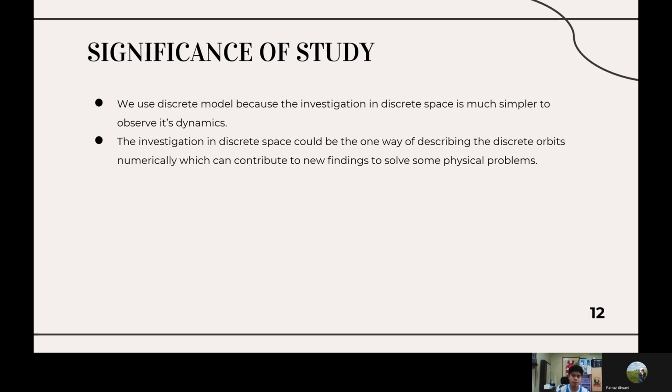Okay, so the significance of our study: as we mentioned before, not many studies have been done on the standard map in the discrete space. We also use the discrete space because the investigation of the standard map in the discrete space is much simpler to observe its dynamics, and the investigation in the discrete space could be the only way of describing the discrete orbits numerically, which we hope can contribute to new findings to solve some physical problems.